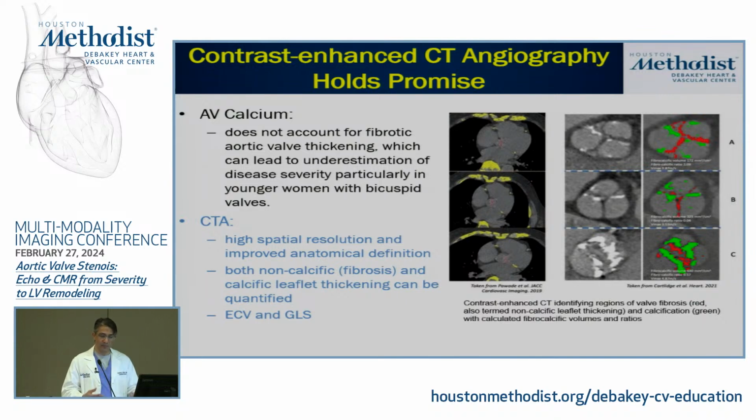And so a lot of people are looking at using CT, and the pictures on the right are an example of this. You can see the valve in short axis. The calcified area is the white, and then it's the green on the image right next to it. And then the fibrotic areas are the ones that are shaded in red. So now you have a technique that potentially can show you both calcific and fibrotic regions of the valve.